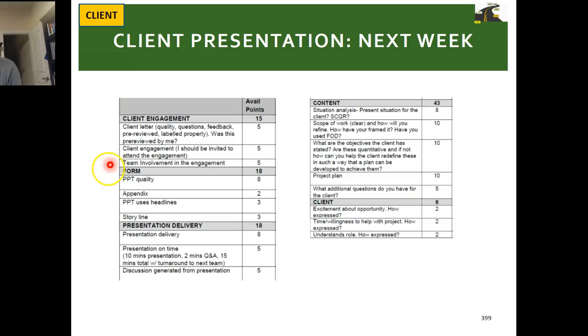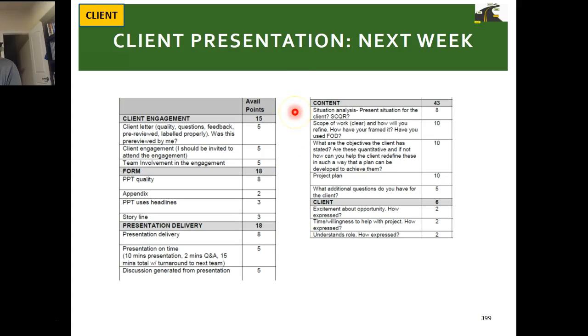And as usual, as we evaluate PowerPoints, we will have a quality appendix using headlines and storylines. So think about your storyline as I've emphasized beforehand. Your presentation delivery items will be the same as well. These pieces overall will constitute half of your grade, about 51% of the points. But then we get into the content issues around your engagement and also your client issues.